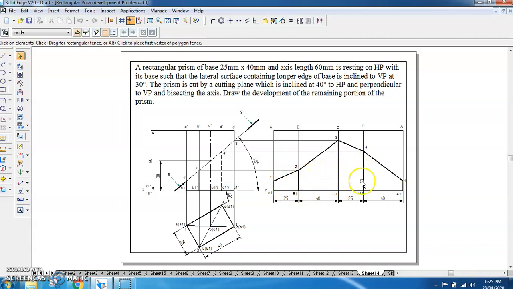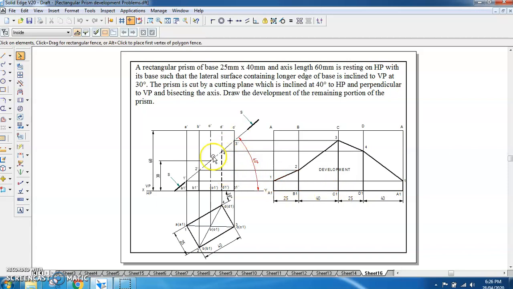When you connect them by thick lines, whatever portion you get here is nothing but the development. It means you have got a rectangle of 25 plus 40 plus 25 plus 40, which is 130, by the height of 60. So if you have a piece of paper which is 130 mm by 60 mm, and you fold it at this edge, this edge, this edge, this edge, this edge, you will get the development of the rectangular prism.